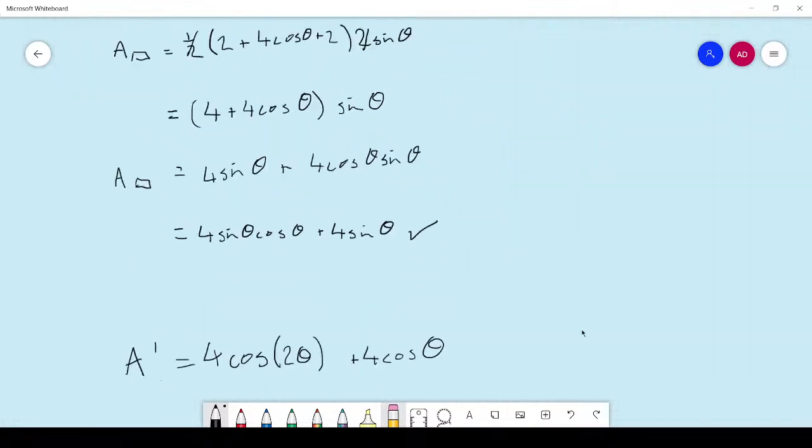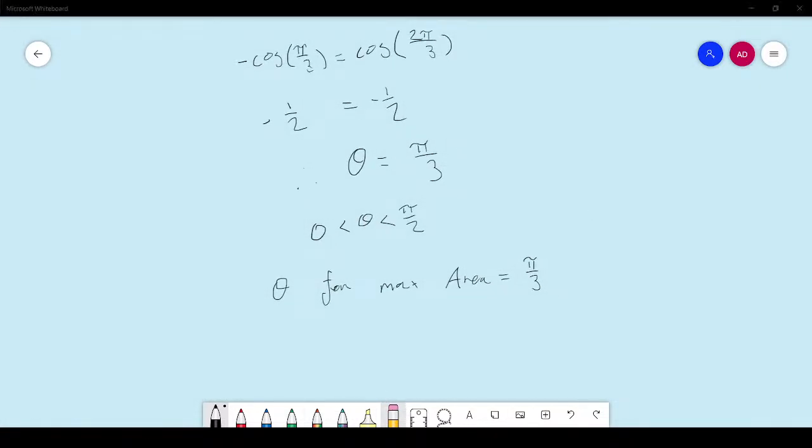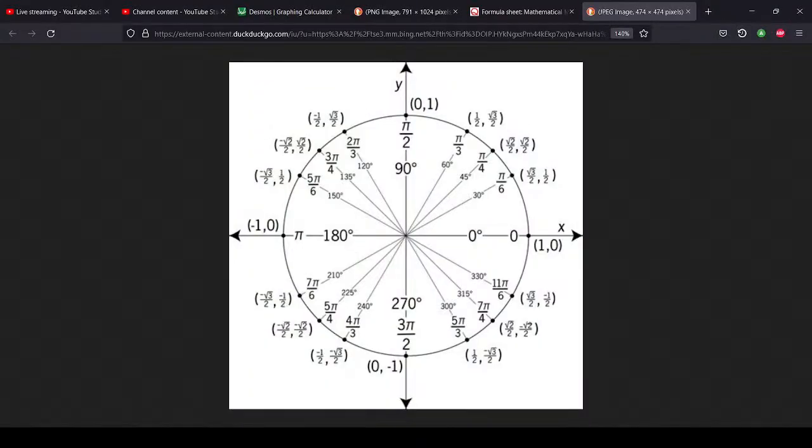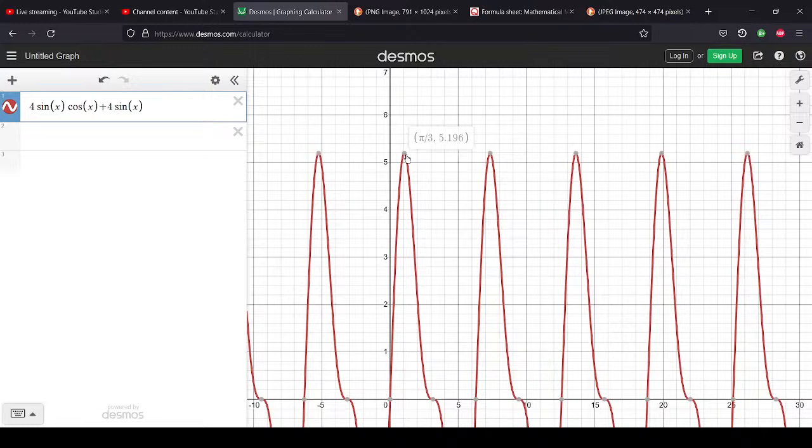And that's it for part B. And again, if we go and look at the Desmos, we can see that pi on 3 is in fact the solution that will maximize our area.